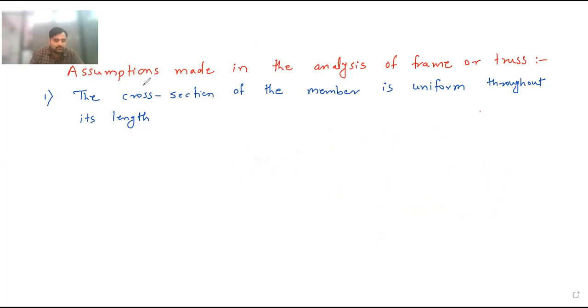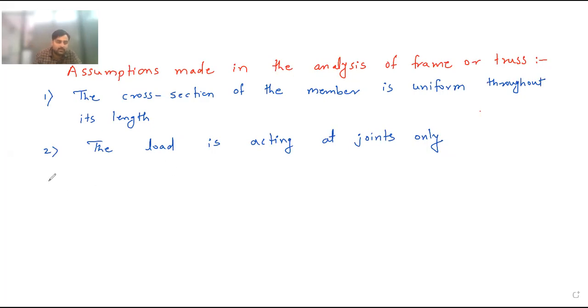Now the second assumption is: the load is acting at joints only. It is not acting at any intermediate level anywhere. The load is acting only at the joints on the truss. That is what we are considering. Joints, I have already told you what a joint is. Whenever two or more members are meeting at a point, that point is called a joint. And in a truss, we assume that the load is acting only at the joints.